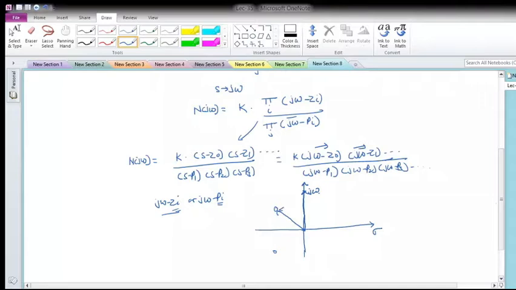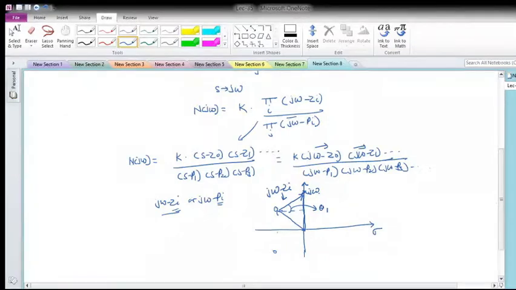So this distance is nothing but j omega minus zi. This vector represents j omega minus zi, and this will be the angle, let's say theta 1. So what I did is, suppose I have taken a point on the j omega axis, then this vector represents j omega minus zi, where j omega lies on the j omega axis.